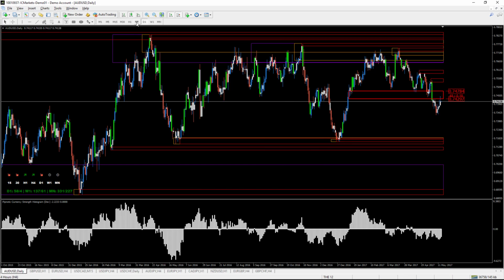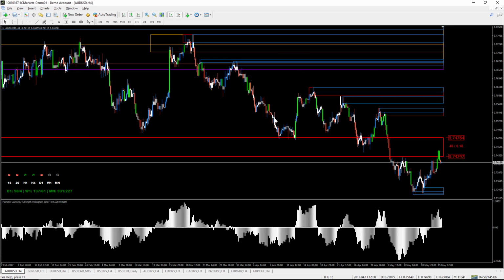Okay, so you have your charts marked off, supply and demand, and you can see that price is approaching an area of, in this case, demand. You can see we have a lower low in price, but the strength information is not supporting this price movement.